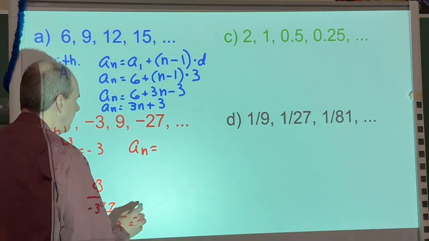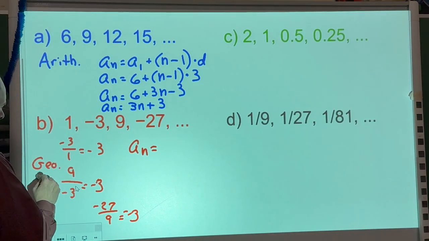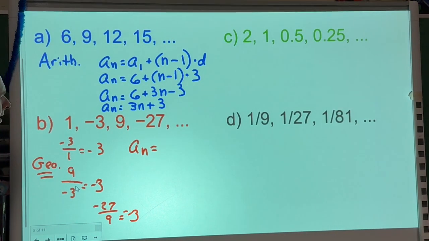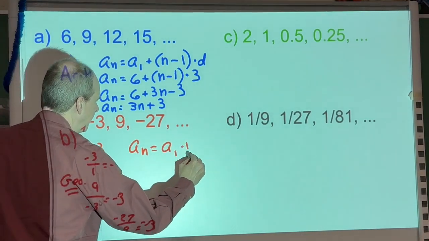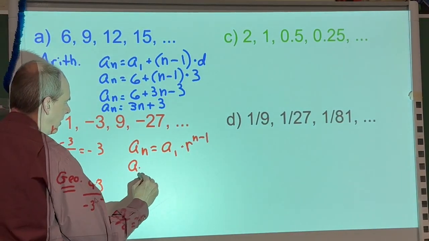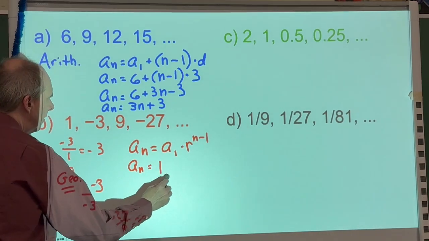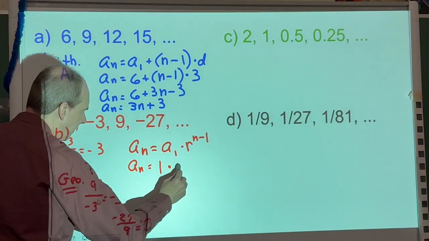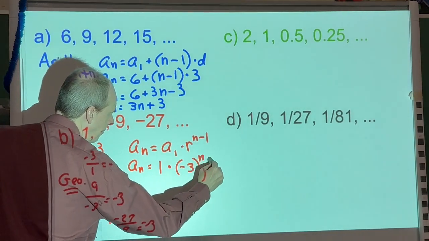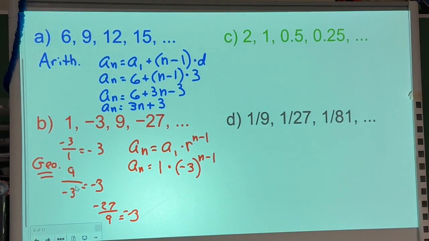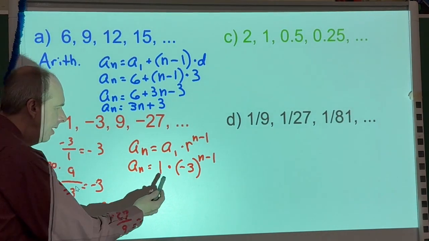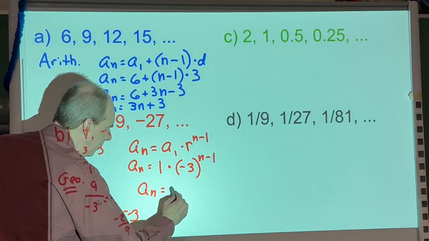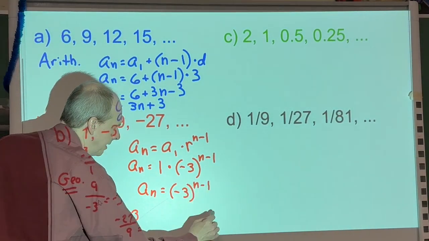Geometric: a sub n equals a sub 1 times r to the n minus 1. So a sub n equals 1 times negative 3 to the n minus 1. And yes, it needs to be in parentheses because it's a negative. We've seen that putting a negative in parentheses and raising it to an exponent is different than not having those parentheses and raising it to an exponent. The only thing we really don't need is the 1. So negative 3 to the n minus 1 would be my formula.